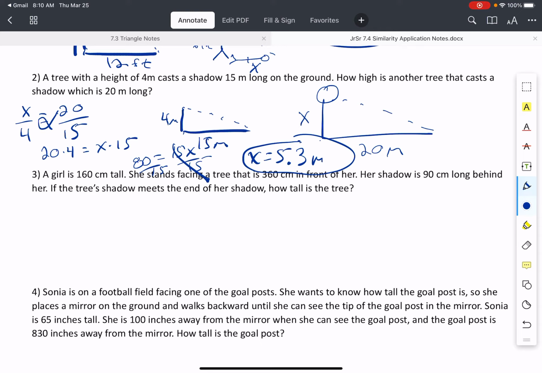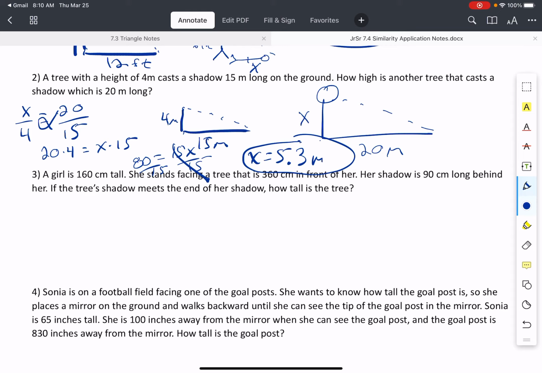It also says that her shadow is 90 centimeters behind her and the tree's in front of her. Okay, let's read. But the tree's shadow meets the end of her shadow. I messed up on the picture. Okay, so let's read it a little slower this time. It's my fault. Thank you for catching that.